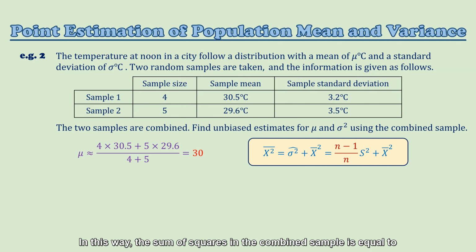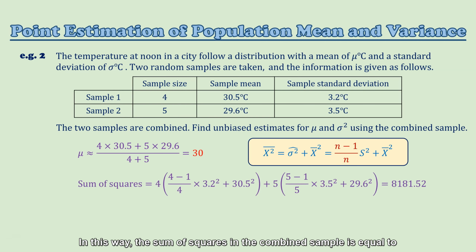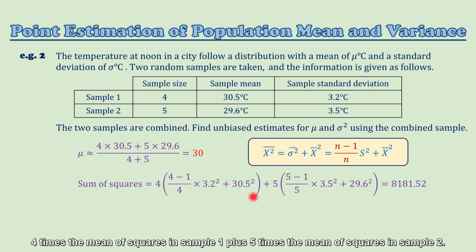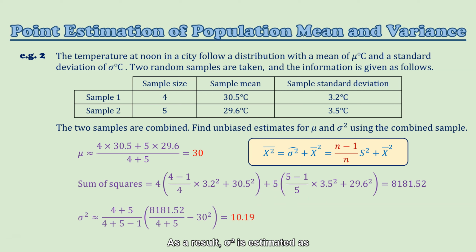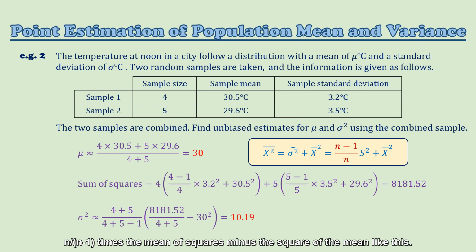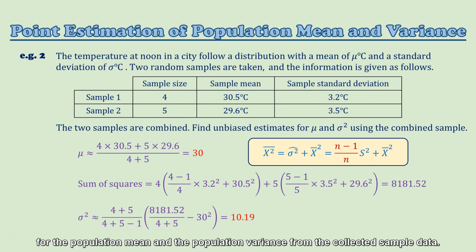In this way, the sum of squares in the combined sample is equal to 4 times the mean of squares in sample 1 plus 5 times the mean of squares in sample 2. As a result, sigma squared is estimated as n over n-1 times the mean of squares minus the square of the mean like this. Thus, using the combined sample, an unbiased estimate for sigma squared is 10.19. This is how we can perform point estimation for the population mean and the population variance from the collected sample data.